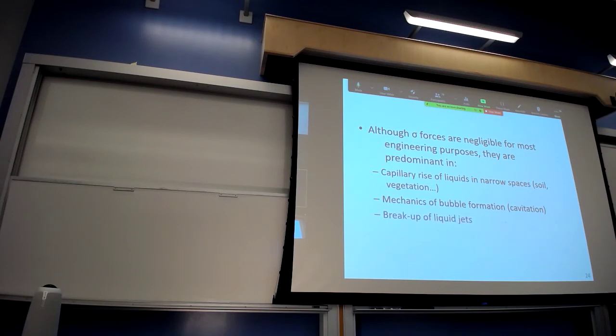Breakup of liquid jets. So when you turn on your faucet at home, first you get a nice solid jet, and then it starts to break up into bubbles, or it breaks up. That's all due to surface tension forces.